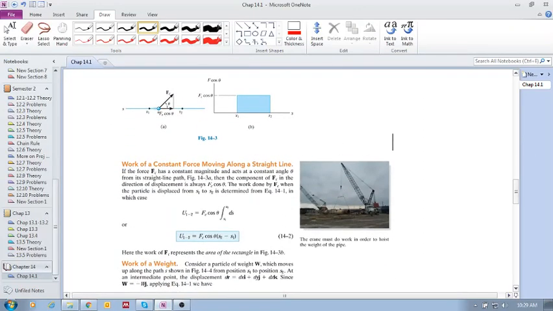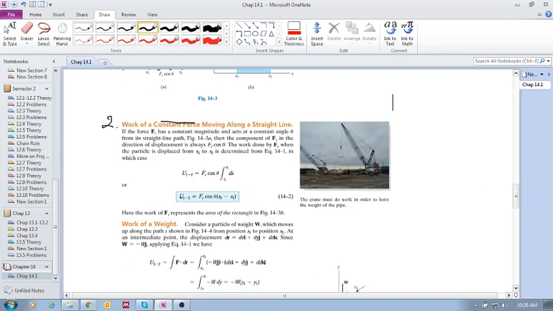If that force is constant and the angle between the force and the displacement is constant, then what do we do? We remove it out of the integral. So this is number 2, the work of a constant force moving along a straight line. So both your force and the angle between the force and the displacement is constant. You take it out of the integral, and we are left with this equation.